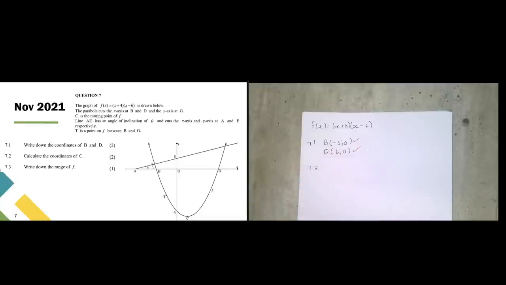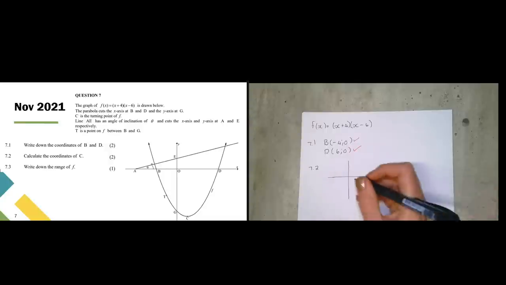7.2. Calculate the coordinate of C. Why are they asking me C? Because C is the turning point. Now, there's a few ways we can do this. I'm just quickly going to redraw the sketch roughly.